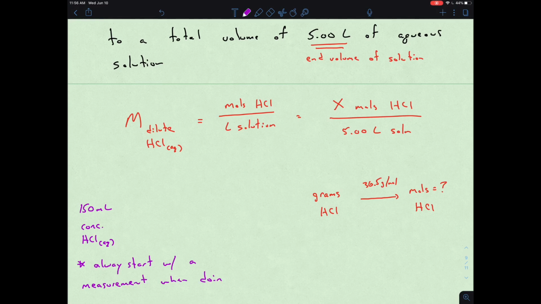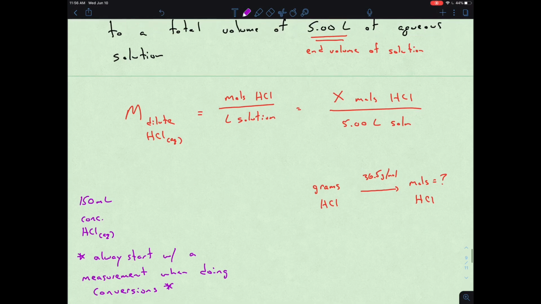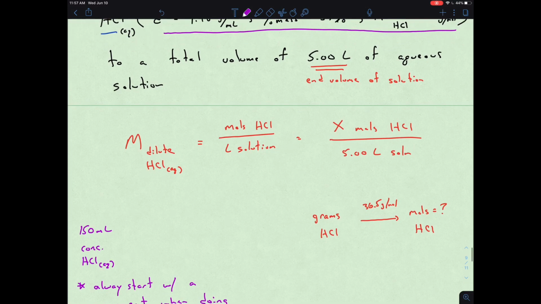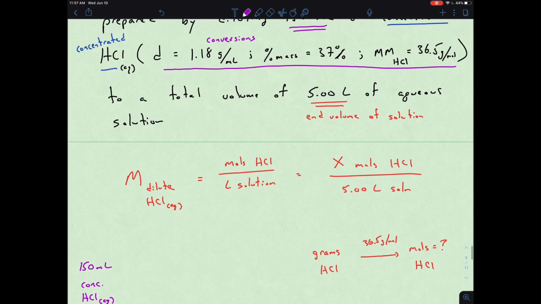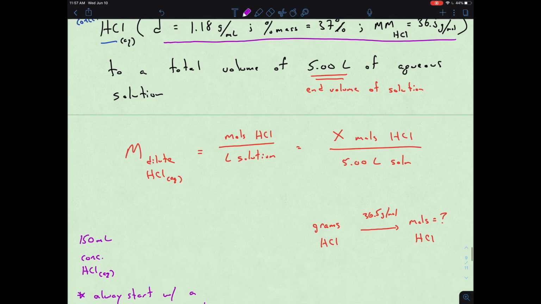When doing conversions, it just makes life a little bit easier because you're going from one unit to the next as opposed to changing multiple units. So if we go back up to the information, what could we use with that volume, that 150 milliliters of solution? What I see right away is the density, right? We have a density of that solution. So that might be one way to go, right? That we can get at grams of HCl.